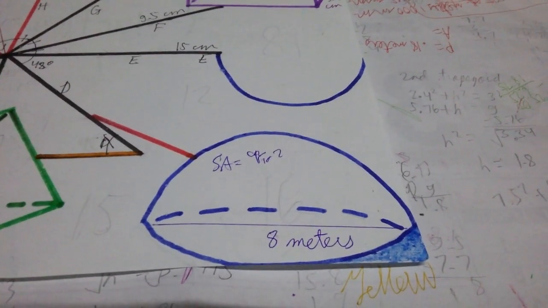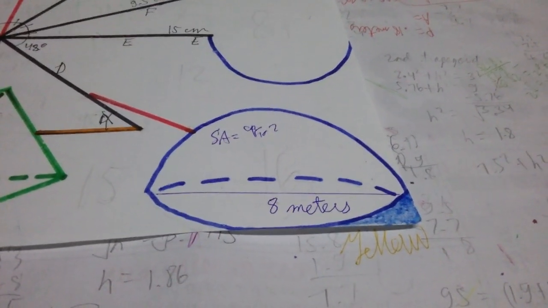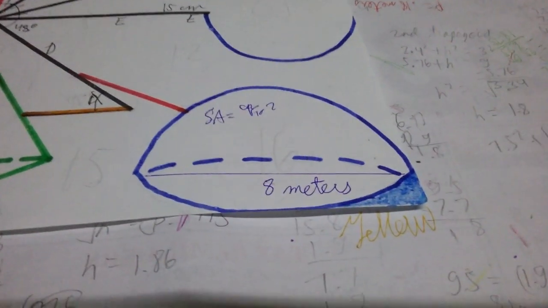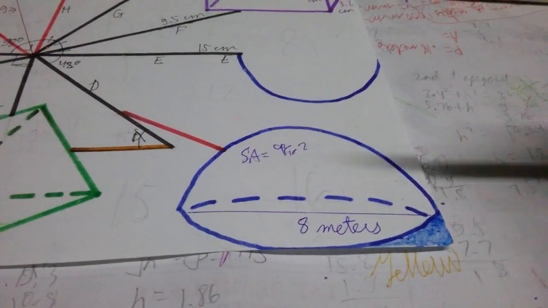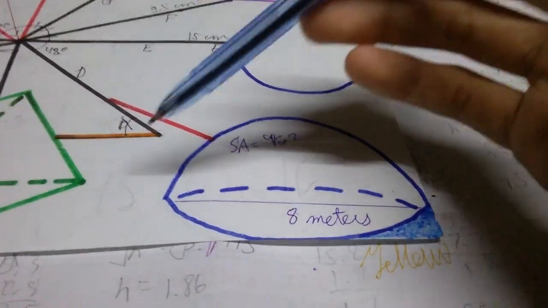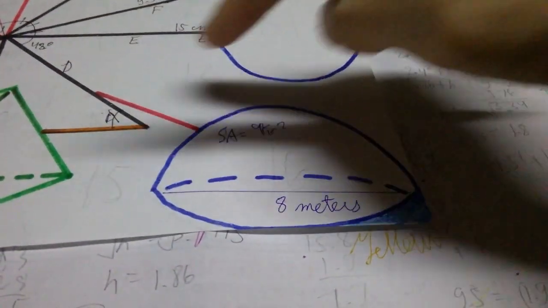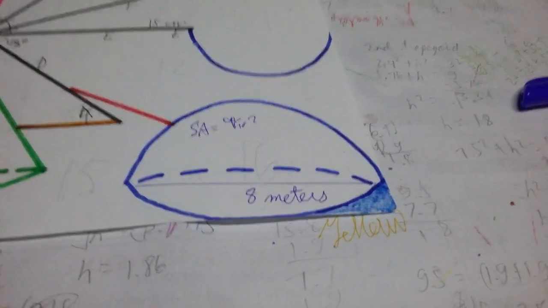Kaya lang, here's the catch. Kasi po, remember, when we talk about surface area, it talks about the summation of all the square units of that solid figure. However, di ba remember, 2 pi r squared pertains to the curved part of the sphere. The one that's from here up to this part. But don't forget, we still have a base now.